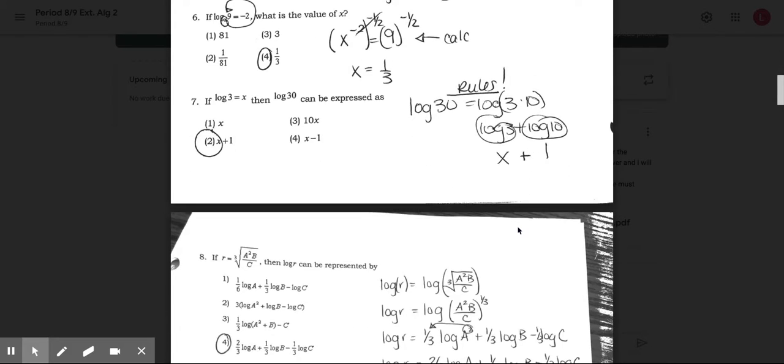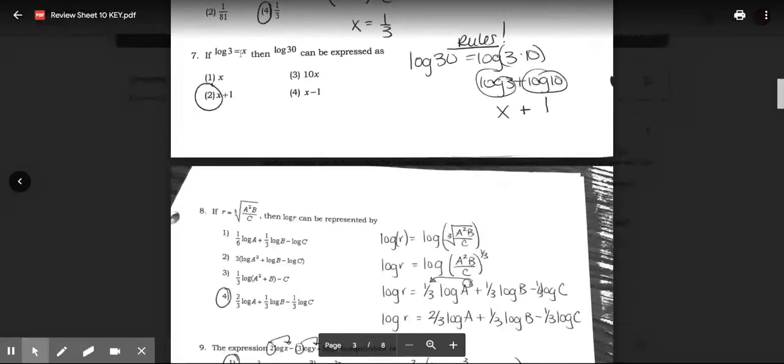Number 7 is log rules. So you're taking log 30 and trying to rewrite it using what you know. You know log 3 is x, but you also know log 10 is 1. That's your common log. So how do I rewrite 30 using 3 and 10? Well, 3 times 10. And now that I have logs with multiplication, I can rewrite it as 2 logs with addition. So that becomes log 3, which we're told it's x, and log 10, which we know is 1.